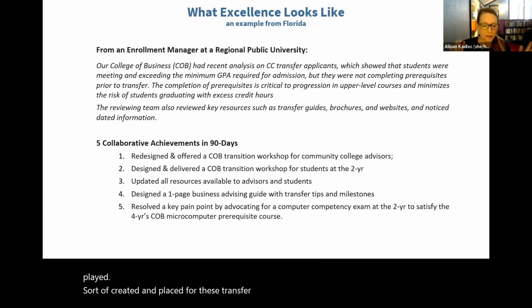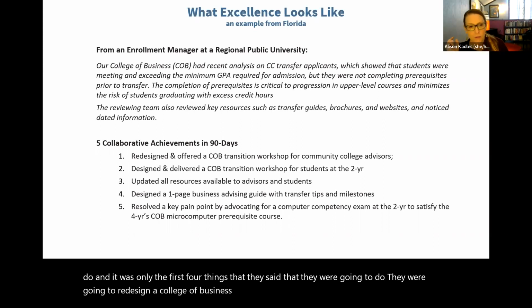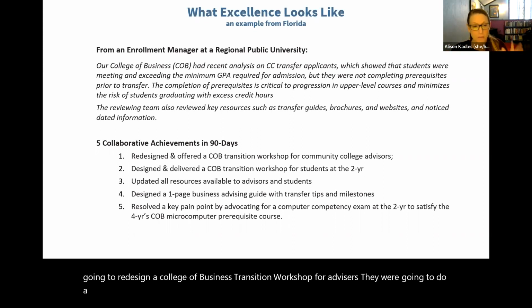So they said, okay, here's what we're going to do. And it was only the first 4 things that they said they were going to do. They were going to redesign a College of Business transition workshop for advisors. They were going to do a College of Business transition workshop for students. They were going to update all of their resources.